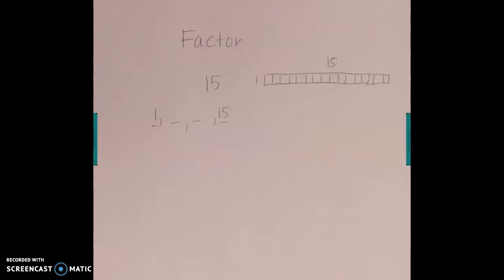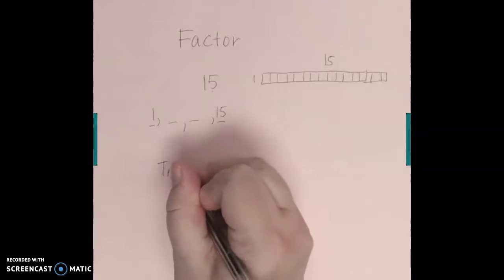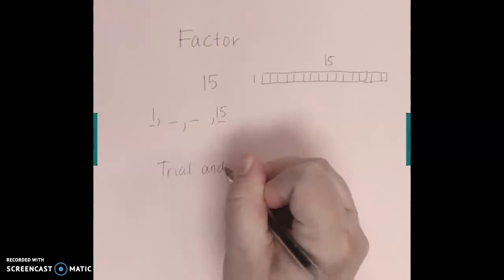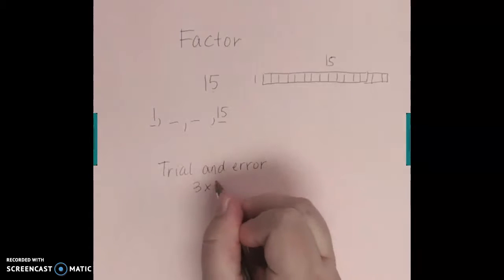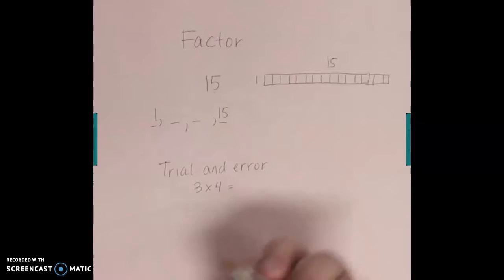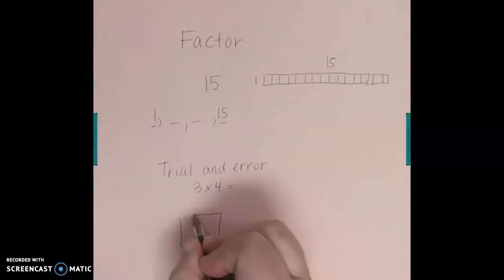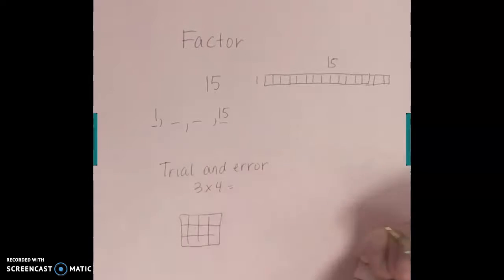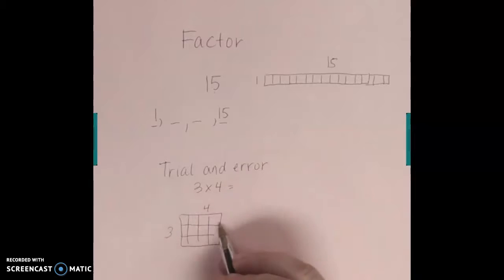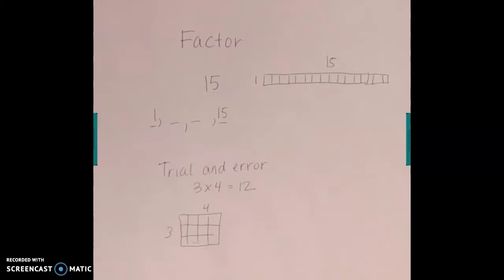So let's try 3. What times 3 could possibly be 15? This is where you can do something called trial and error and test it out. So let's say I wasn't sure and I tried 3 times 4. Now I could do an array to figure out for sure what 3 times 4 is, but I'm sure that most of you know this fact. 3 times 4 is 12. So we know by trial and error that we would have to go a little bit higher here.